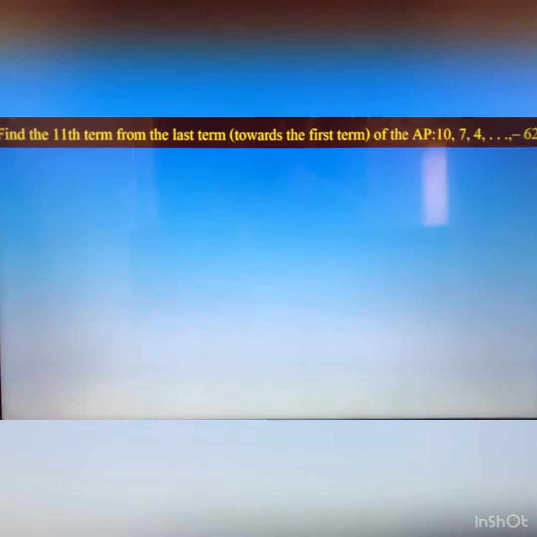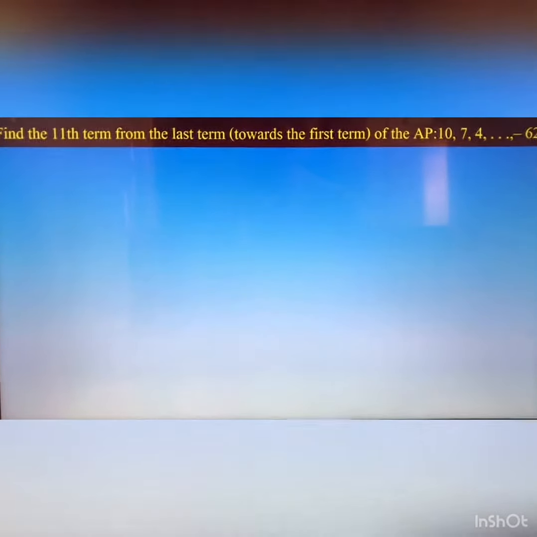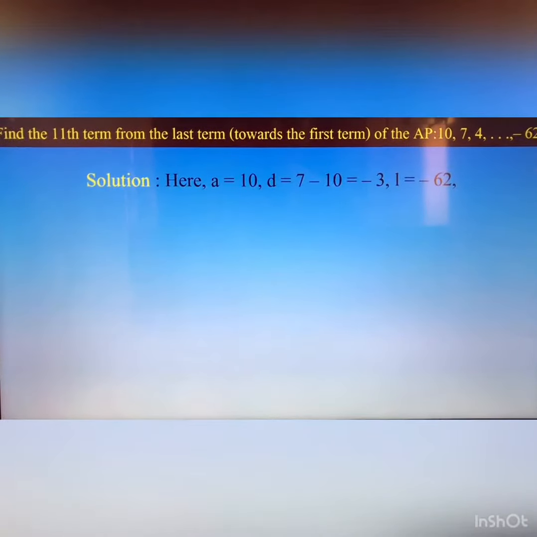Now let us take another example. Find the 11th term from the last, towards the first term, of the AP. The AP is given: 10, 7, 4 and up to minus 62. First of all, we will find how many terms this AP contains. Here A equal to 10, that is the first term, and D means common difference, any term minus the just previous term of that AP. So 7 minus 10 gives minus 3. And the last term, that is L, is given as minus 62.